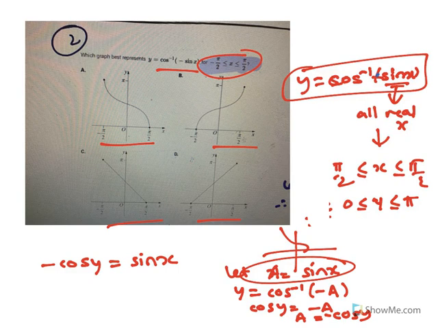If it didn't have the minus in there, it's actually going to be a normal cos the -1, but it's going to be flipped because of that. So the normal one would go this way, but it's going to be y equals cos the -1 of minus x, so it's going to flip. So the answer is actually going to be D.